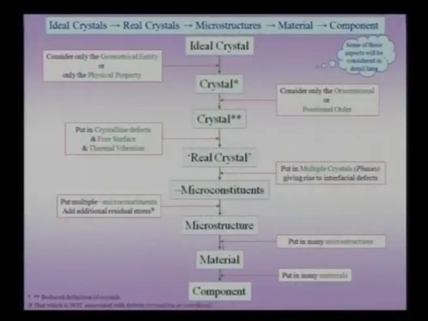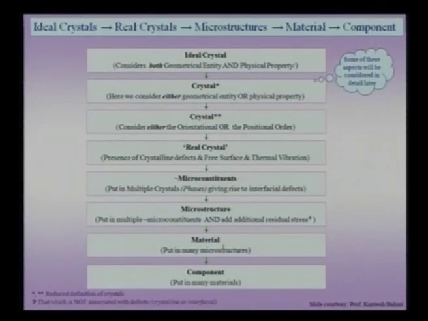So, let us look at the same slide, because there are so many new concepts involved, in a slightly different way as shown in the next slide, and I thank Professor Kantesh Balani for making this slide for me. So, you have ideal crystals, real crystals, microstructures, materials and components. This is an alternate way of representing the same thing. We can have an ideal crystal which considers both geometrical entity and the physical property. I can have a reduced definition of a crystal which I call a crystal star, wherein I consider either the geometrical entity or the physical property.